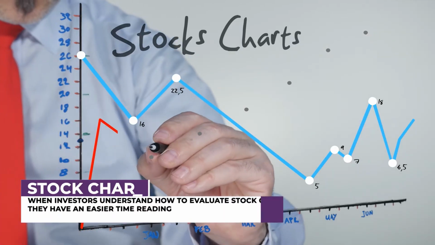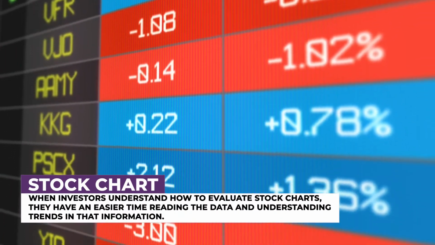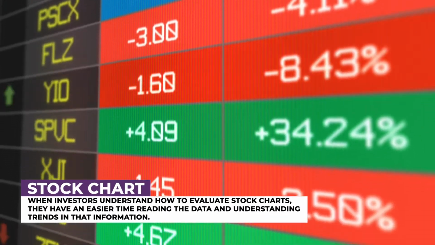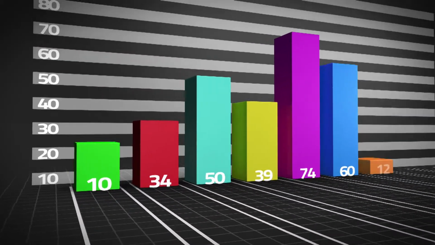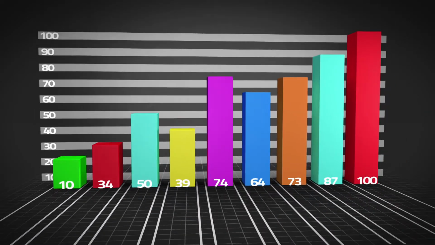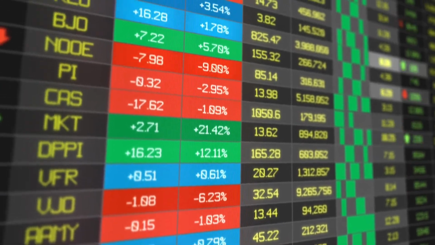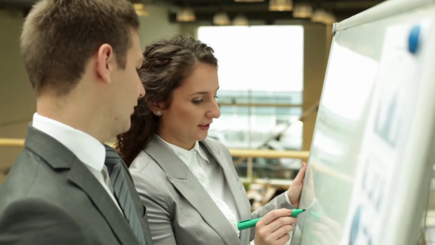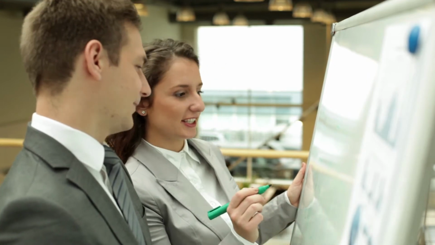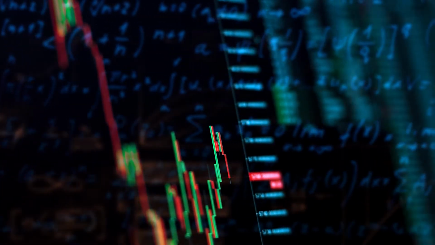Stock chart. When investors understand how to evaluate stock charts, they have an easier time reading the data and understanding trends in that information. There are many different chart types available, such as line charts, bar charts, candlestick charts, point and figure charts, and logarithmic charts. So it's easy to filter through the information gathered by these charts. So basically, there are the price movements. You can notice that there is an x-axis. This typically shows the time of the day, and the y-axis is showing the price.